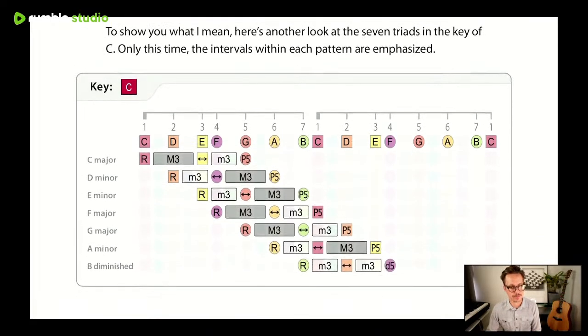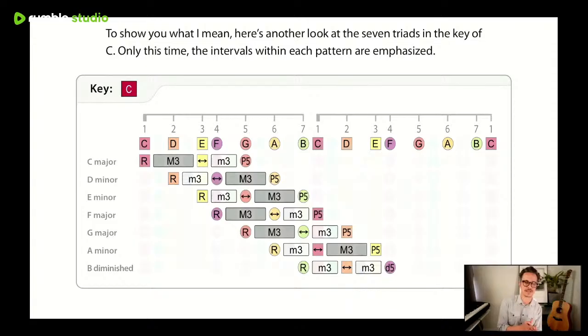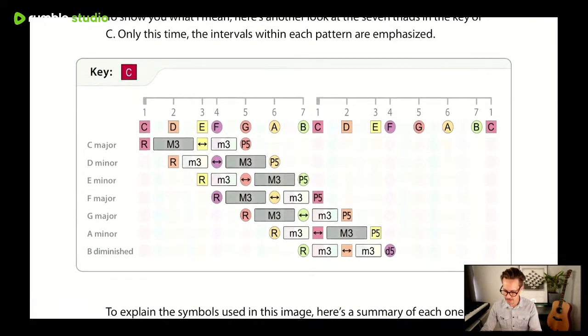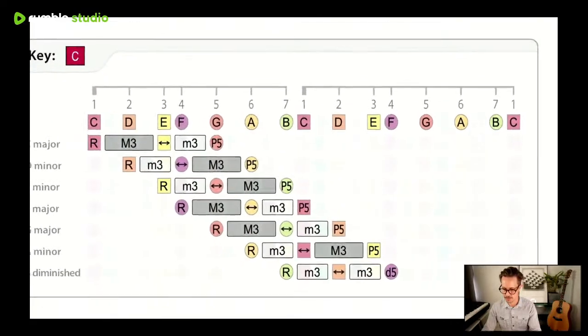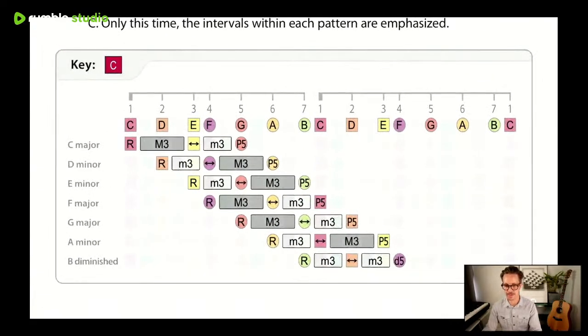To show you what I mean, here's another look at the 7 triads in the key of C, only this time the intervals within each pattern are emphasized. Okay, so we're going to explain this pattern. Here, I'm going to do a sidebar and do a description on the fly, and then I'll get into the written text of the lesson.